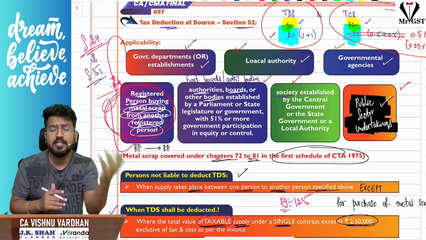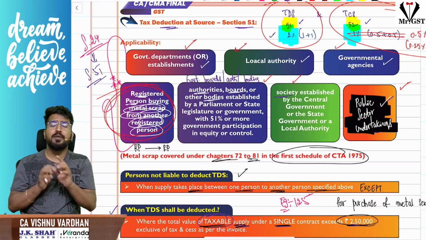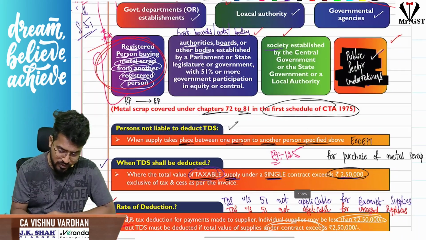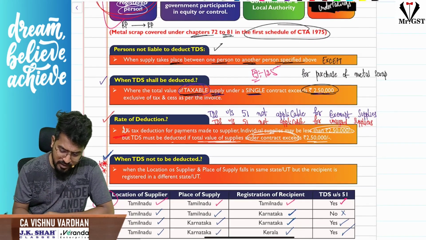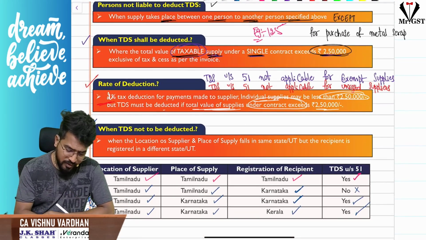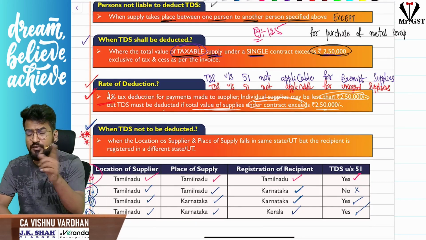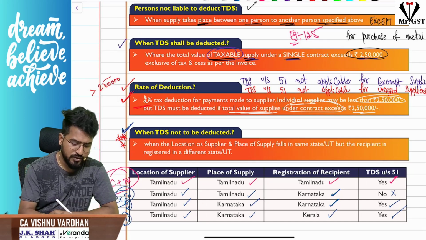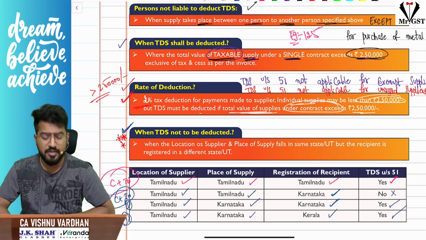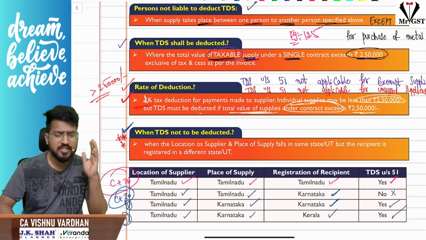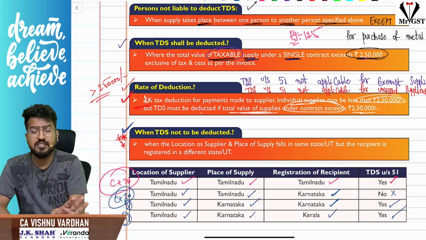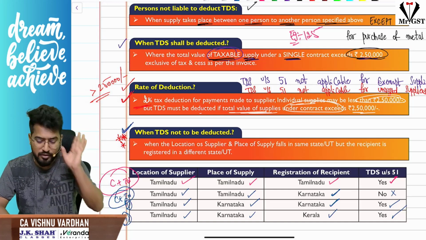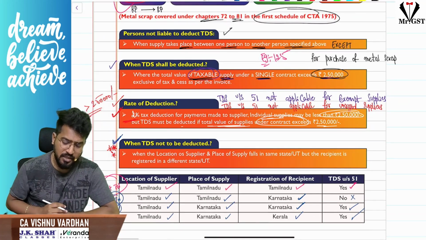So when they are making the payment, where the contract value, I repeat, not the invoice value, sir, the contract value, if the single contract value is exceeding 2,50,000, even if it is equal to 2,50,000, it is not applicable, sir. It is single contract value, it is greater than 2,50,000, then only TDS provisions are applicable. I repeat, if the invoice is just 10,000 also, no problem, TDS will come into picture. But single contract value should be greater than 2,50,000.